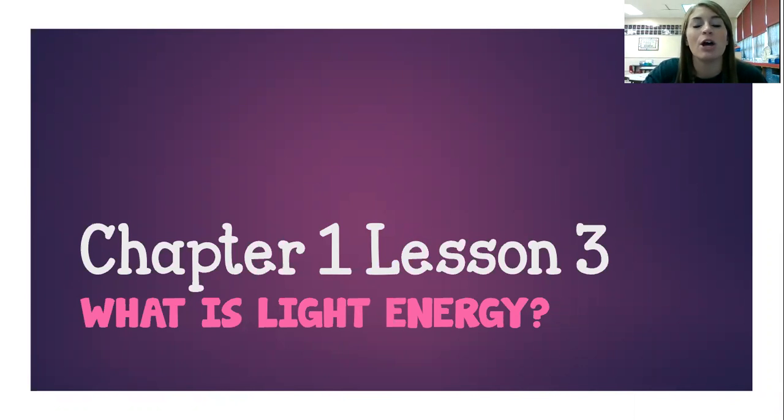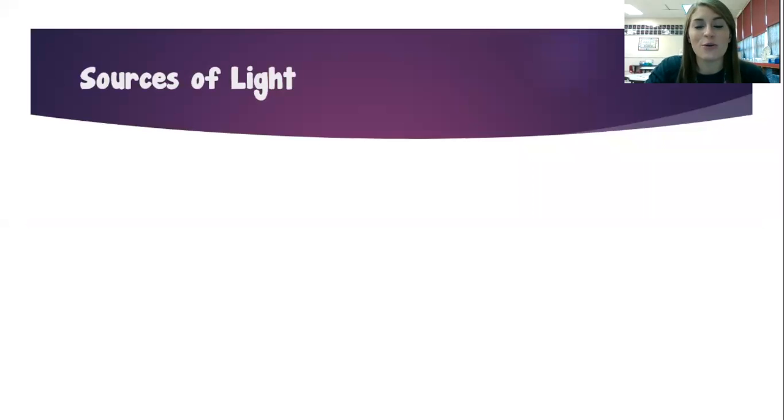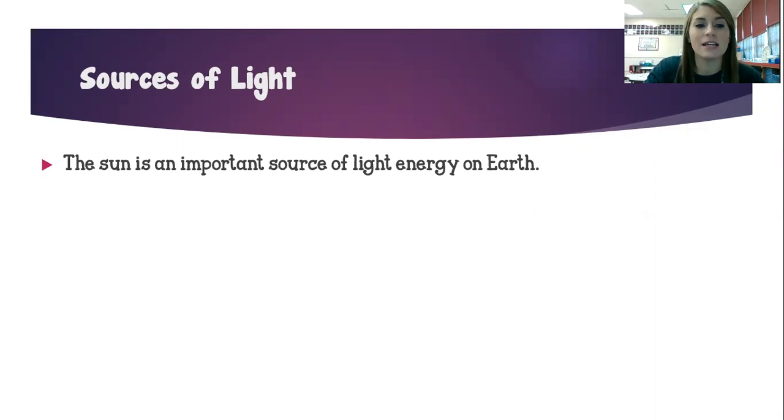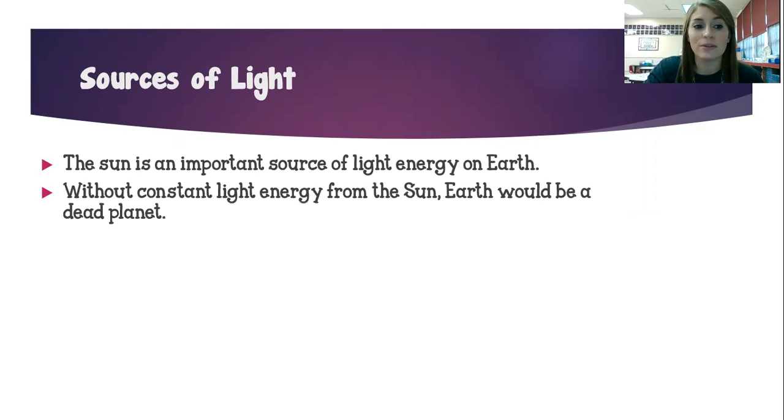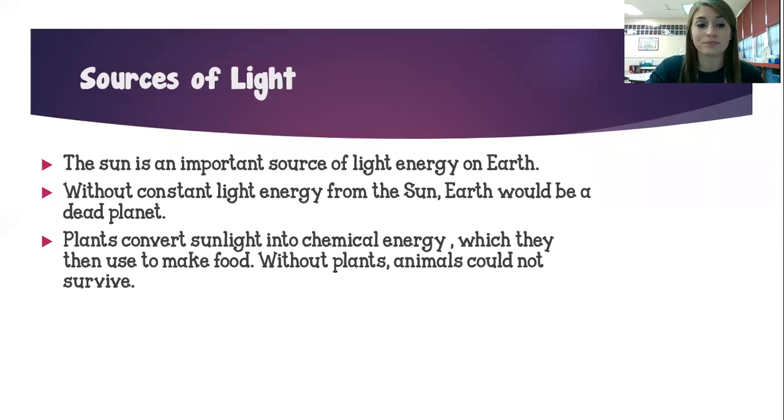Remember, chapter 1 has been all about different kinds of energy, and this week we're going to be talking about what is light energy. So there are different sources of light. The sun is a very important source of light energy on Earth. Without the constant light energy from the sun, Earth would just be a dead planet because it would be too cold and too dark for anything to survive.